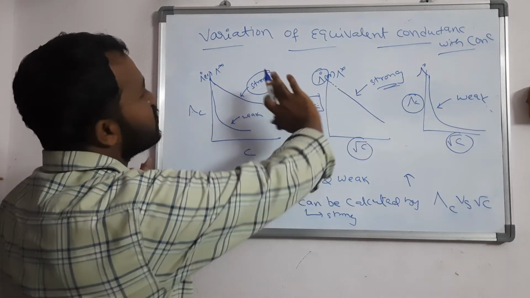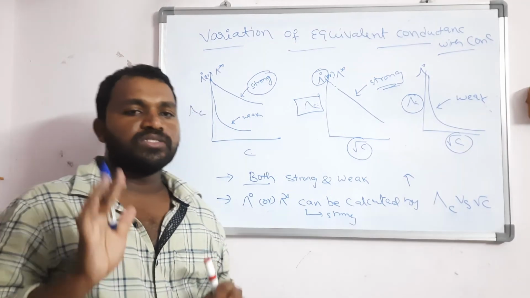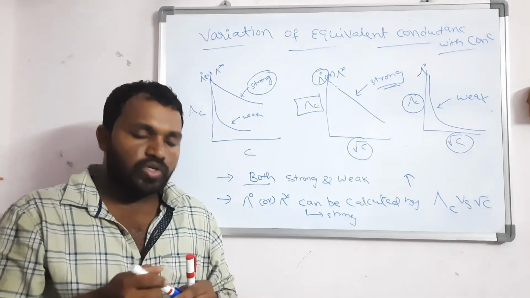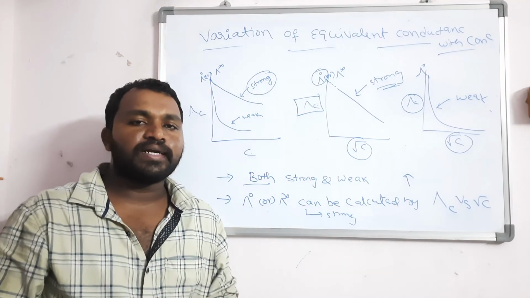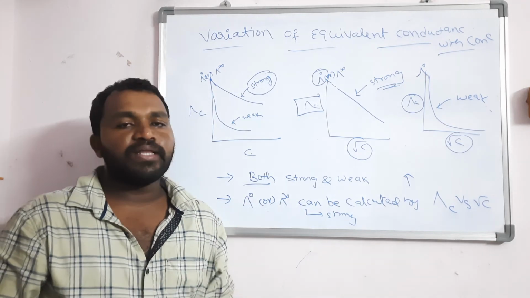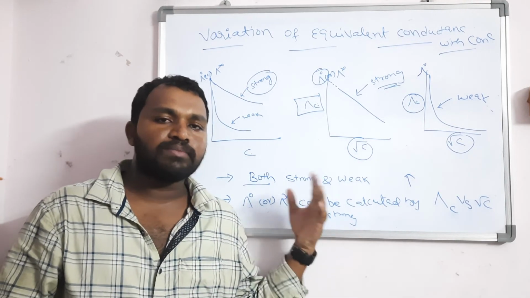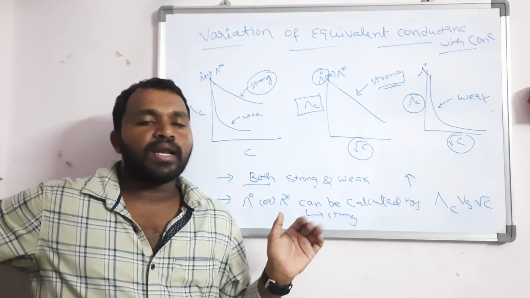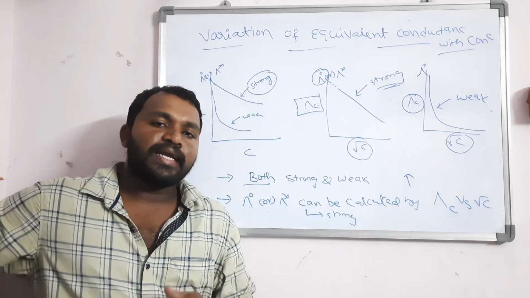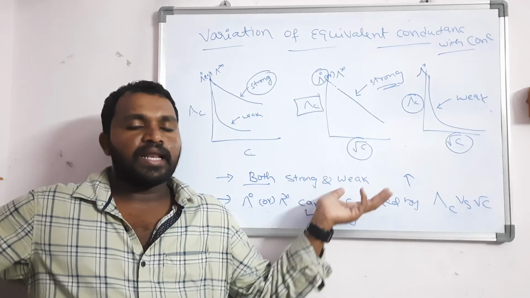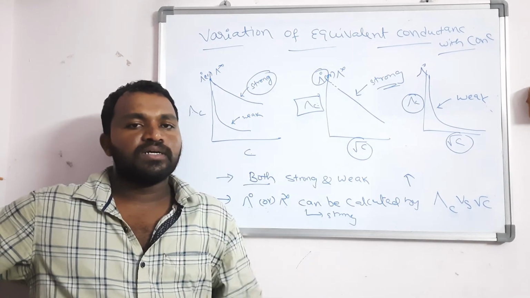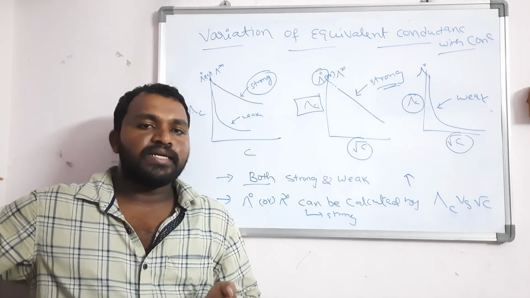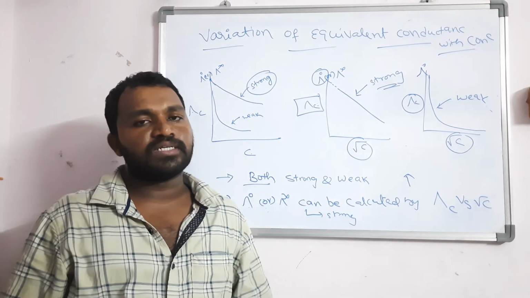So this is the variation of equivalent conductance with concentration. Simply, for both strong and weak electrolytes, upon dilution equivalent conductance increases. Lambda 0 or lambda infinity can be calculated for strong electrolytes by plotting lambda c versus root c. Lambda 0 or lambda infinity of a weak electrolyte cannot be found by drawing lambda c versus root c, but the value can be calculated indirectly by Kohlrausch law, that we will discuss in the next class.